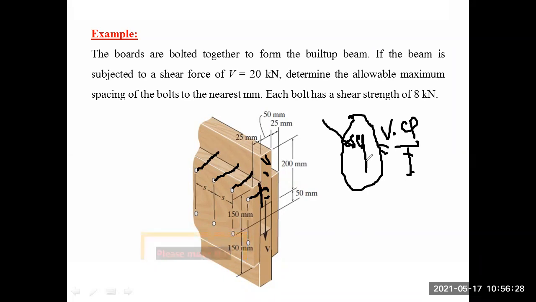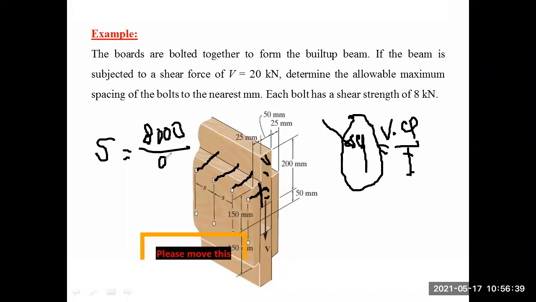So this Q will not be divided by two, and to get the spacing will be equal to 8,000 over this Q that is not divided by two. Why did I not divide it? Because the shear flow will be resisted only by one row of nail. There is no other row to be resisted by. So why do I need to divide it by two?